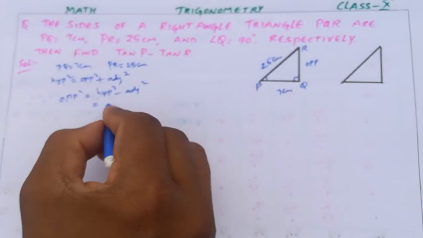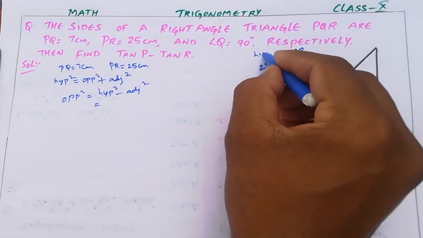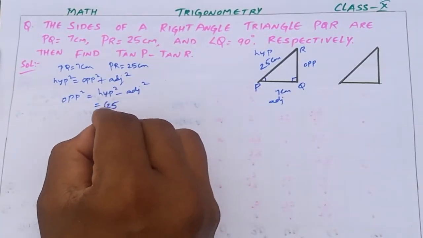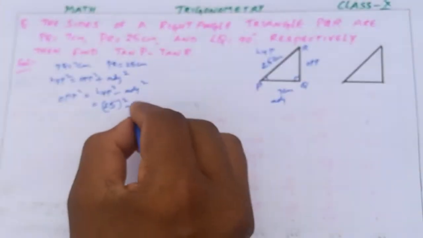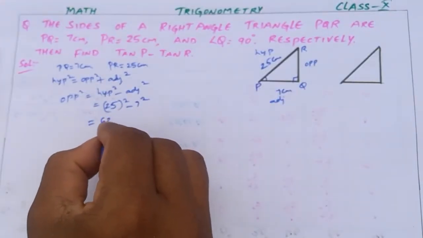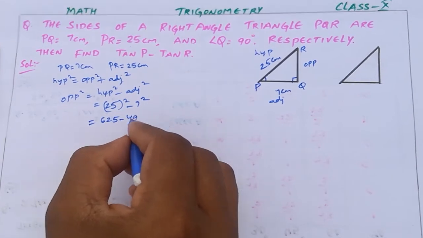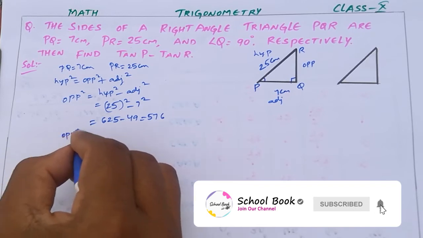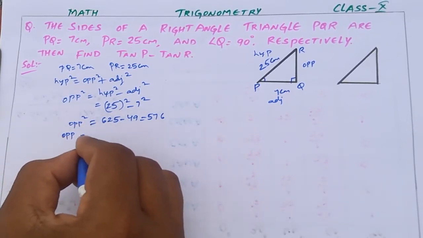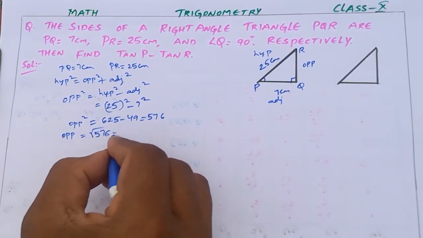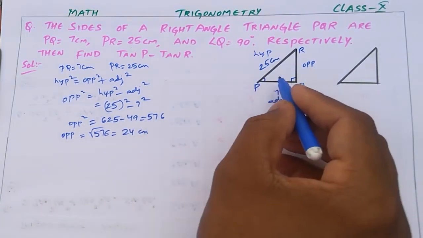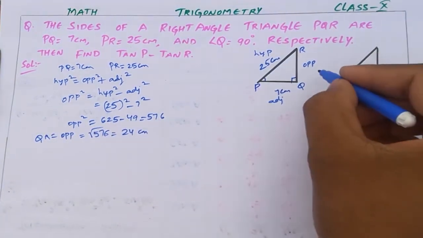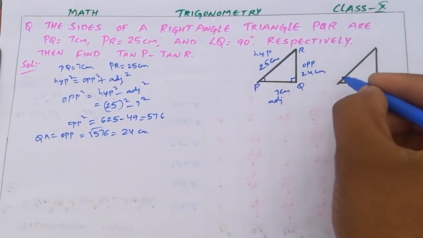Hypotenuse square is value here: this one is hypotenuse and this is adjacent. 25 square, so 25 square minus adjacent value is 7 square. 25 square is 625 minus 7 square is 49. If you subtract, you will get 576. That is opposite square value. If you want opposite, means square root of 576, which is nothing but 24. So opposite value is 24 centimeters. Opposite in the sense QR. QR equal to 24 centimeters. Now we got this value as 24 centimeters.